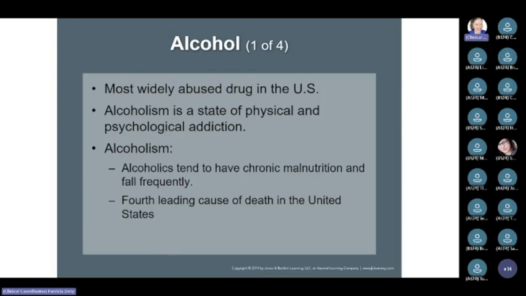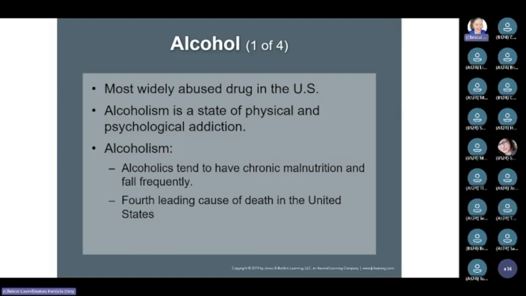Okay, alcohol, y'all. Obviously the most widely abused drug in the United States. Why? Because it's legal. It's legal everywhere. You have to be 21 years of age to drink it legally. Doesn't mean you have to be 21 years of age to get it, right? So 15 million people in the US suffer from alcoholism. That's more than 10% of our population. And by definition, it's a state of physical and psychological addiction. It is the fourth leading cause of death in the US.